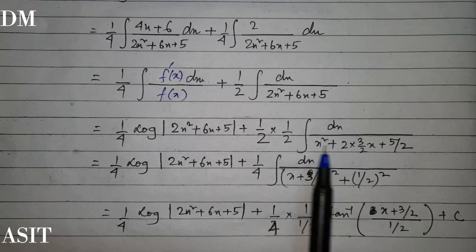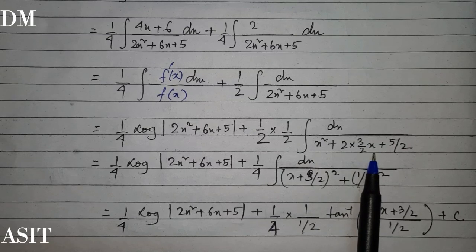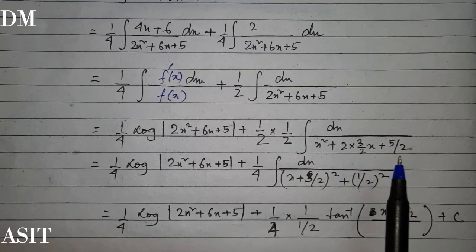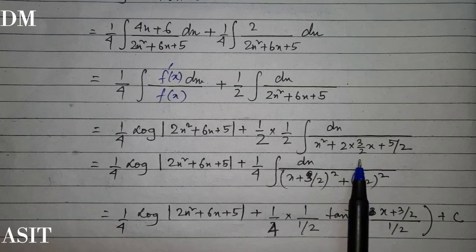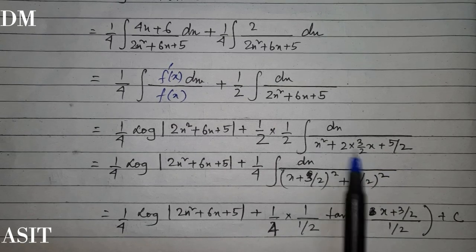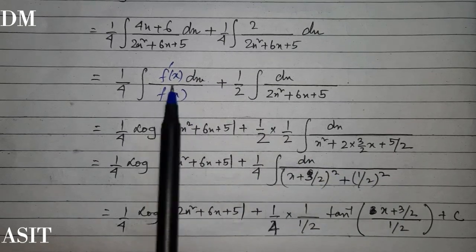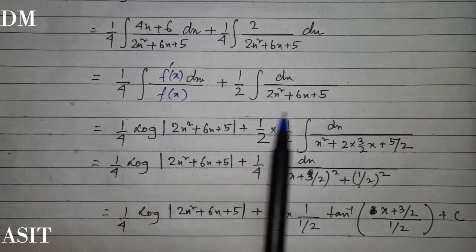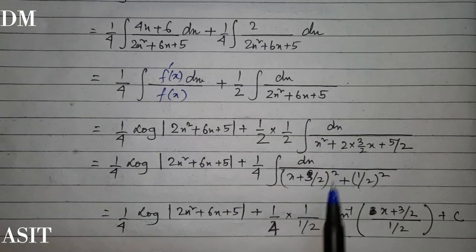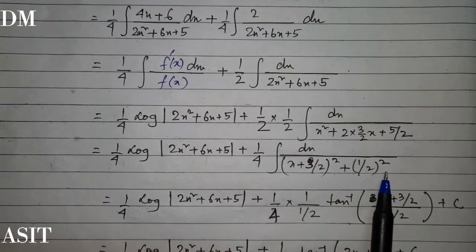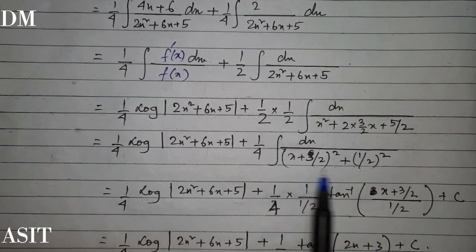So it will be x square plus 2ax. Now we need plus a square, so minus a square, we need to adjust that also. As we have seen in the previous method, the method is the same. After we find this, the method is the same. So we have seen in the last method, it will be x plus 3 by 2 whole square plus 1 by 2 whole square.